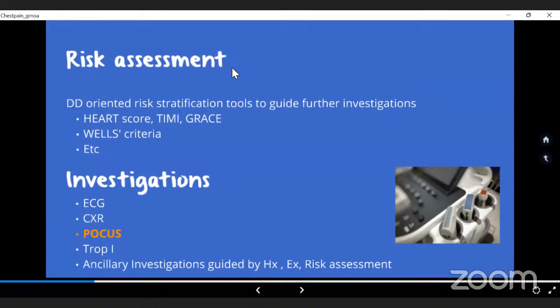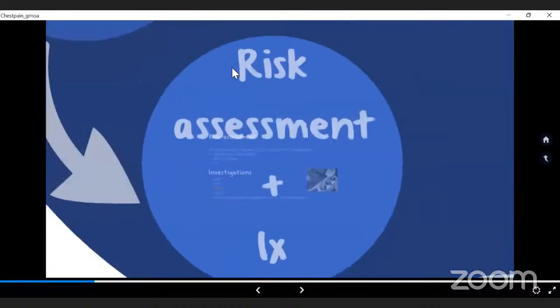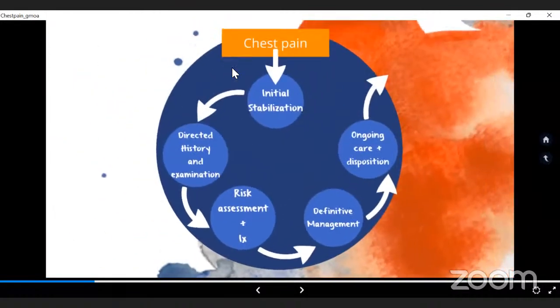And we have to do some directed investigations as well. Okay, so we get the patient, we do the initial stabilization, we take a directed history and examination from a stable patient, and then we do investigations and risk assessment, and then we know what is the possible diagnosis or what is the diagnosis. Then you can think of what is the definitive management for this patient.